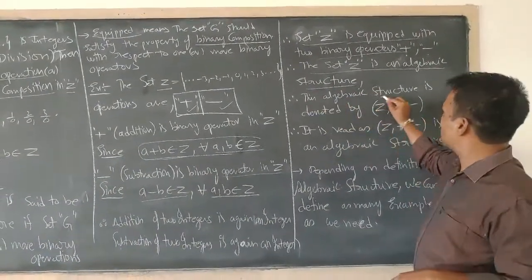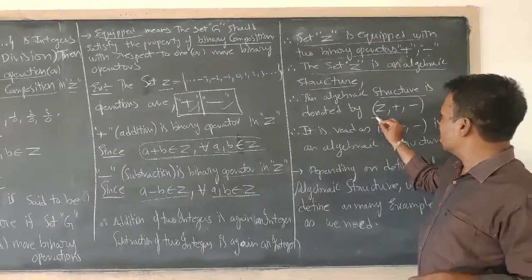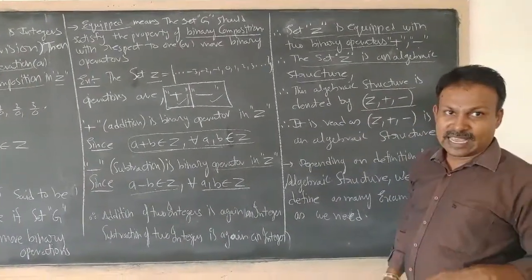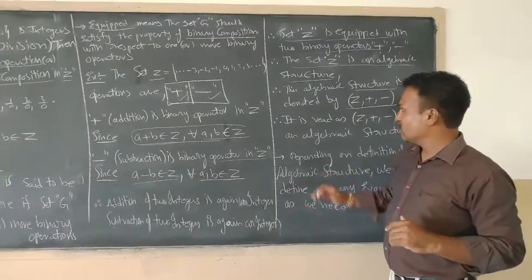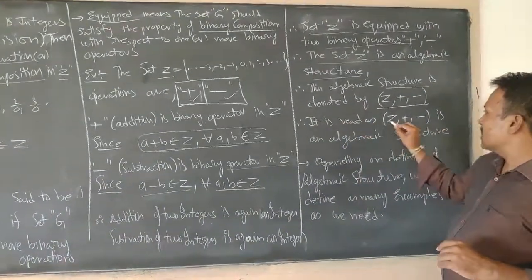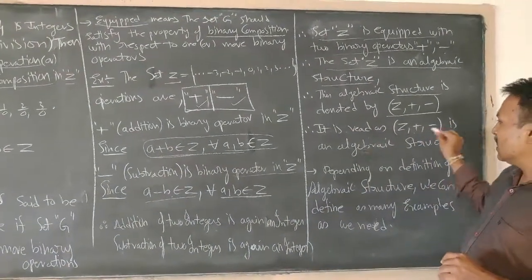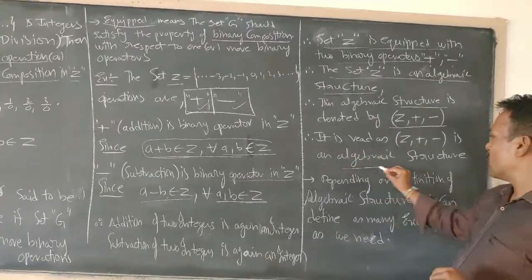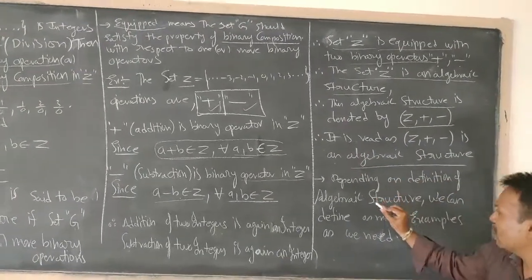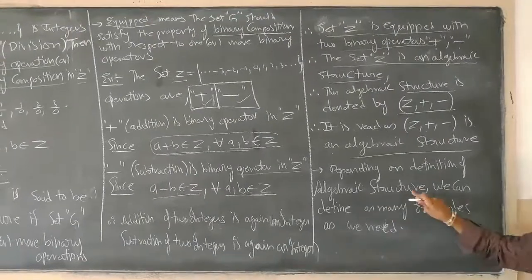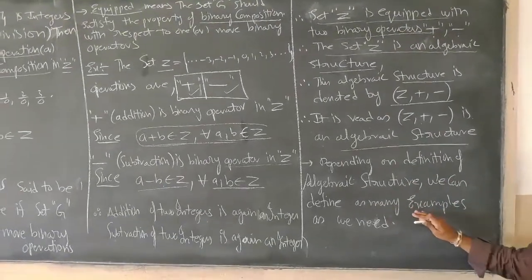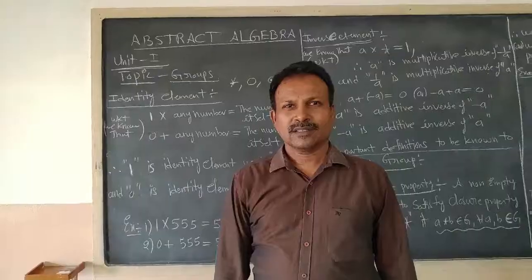Therefore, this algebraic structure is denoted by (Z, +, −), taken in simple brackets. Right. Therefore, it is read as Z comma plus comma minus. It is an algebraic structure. Depending upon the definition of an algebraic structure, we can define as many examples as we need.